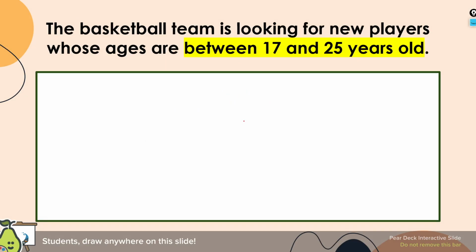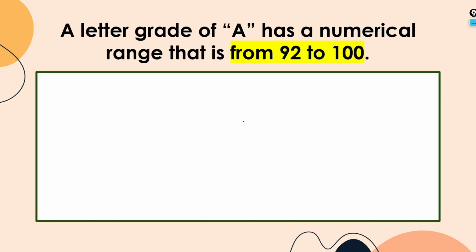Oops, sorry. There you go. A letter grade of A has a numerical range that is from 92 to 100. Again, pause muna, then hit play when you have an answer.